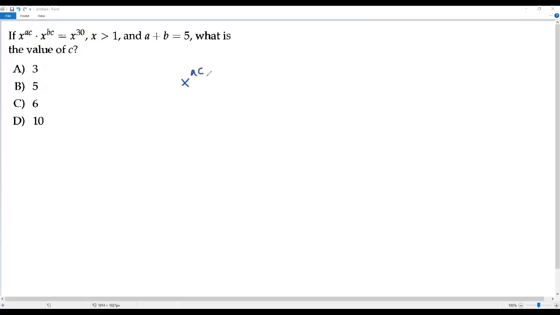It is x to the power of ac times x to the power of bc equals x to the power of 30. Okay, here on the left side, we multiply two terms with the same base x. Okay, here we can use the product rule. Whenever we multiply two terms with the same base, what we can do is we can take the base once and we have to add the exponents. Then I'm getting x to the power of ac plus bc equals x to the power of 30.